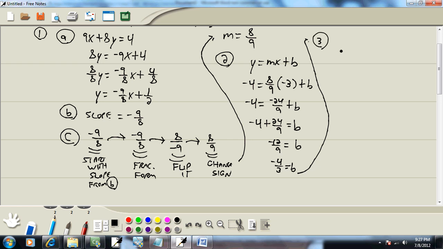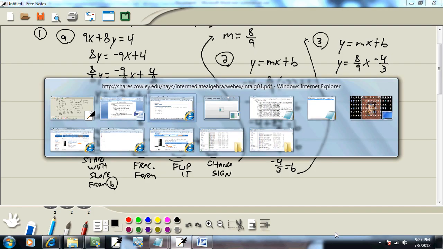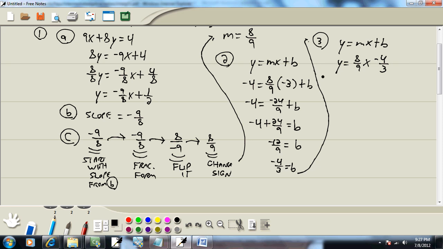Now step 3, write our answer. Well, we needed two things. We needed m and b, and we found m. We said it was 8/9. And we found b, which was -4/3. Now this is slope-intercept form. They're wanting it in standard form, which you see has no fractions. So we're going to get rid of the fractions, and then get all the variables on one side.